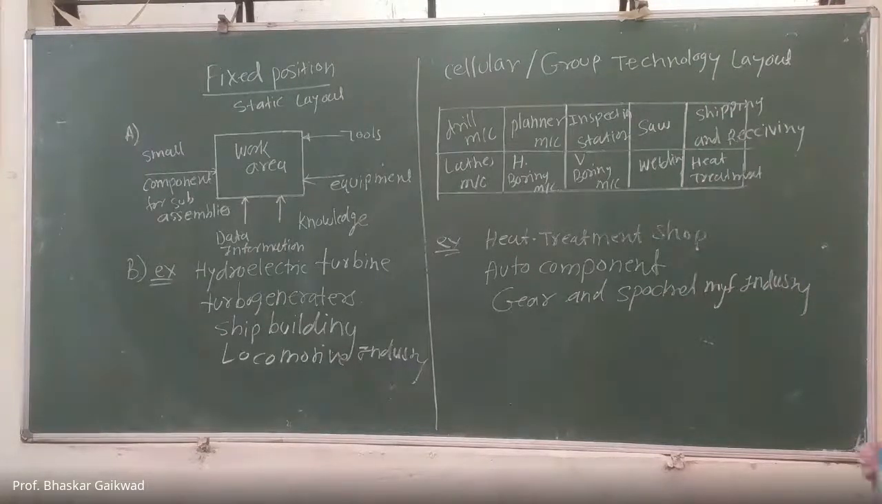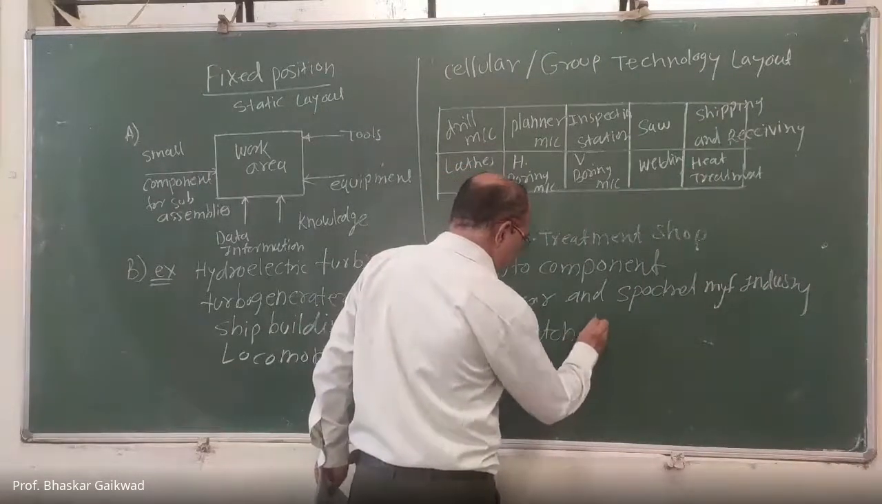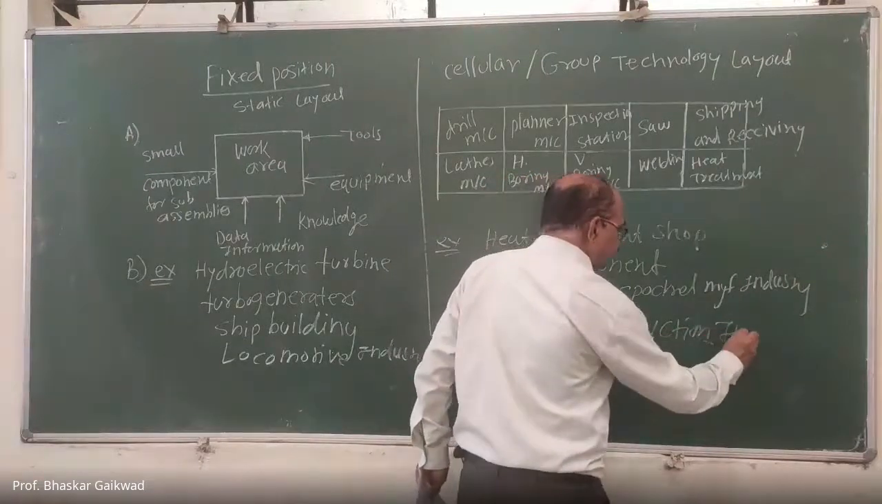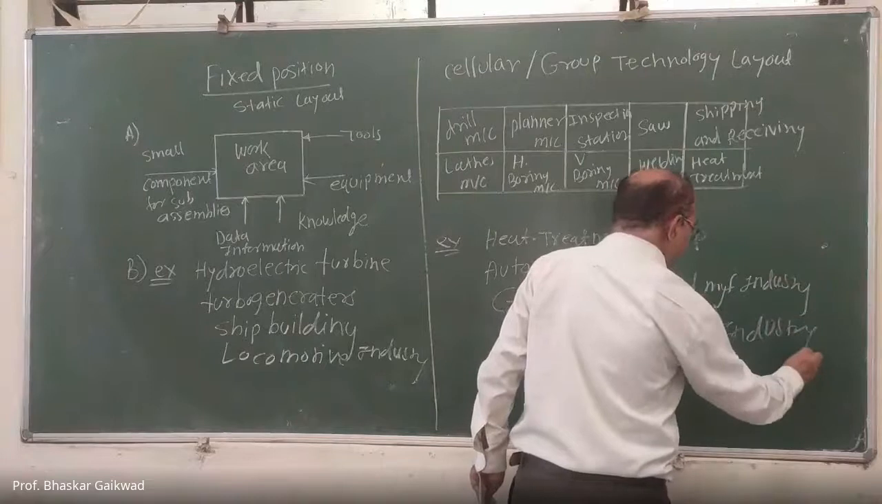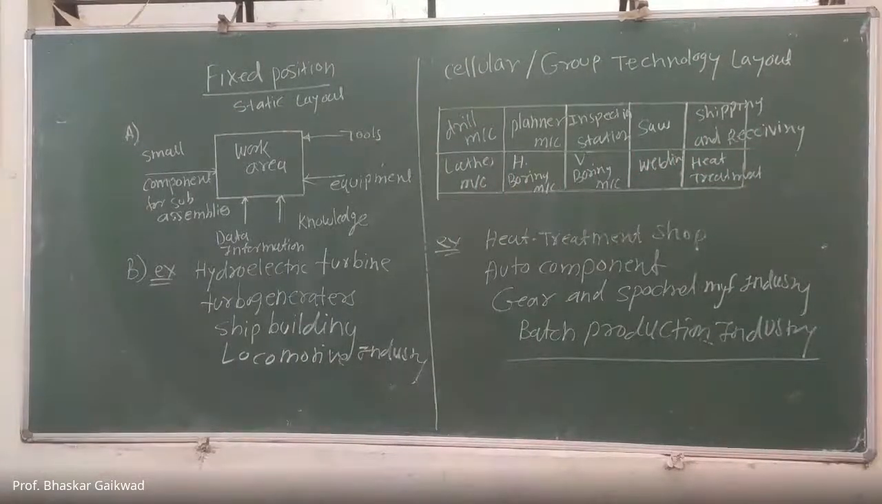Any example we can take for batch production. Any component, batch production is there, special production is there, special purpose machines manufacturing, SPM machines, we can come under this. If you are manufacturing special purpose machines, then we can make this type of layout. So this is called group layout.